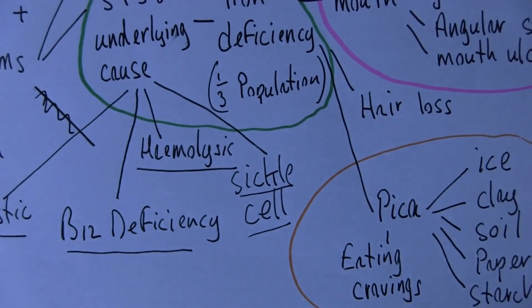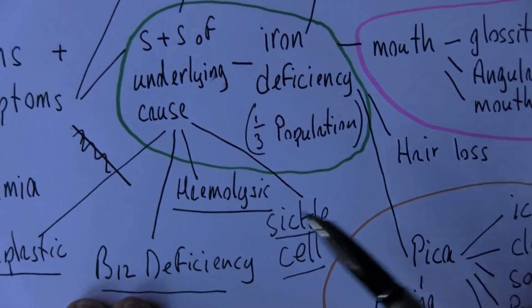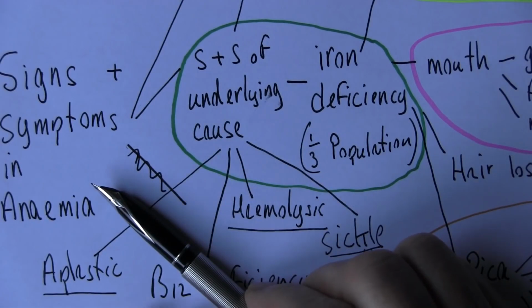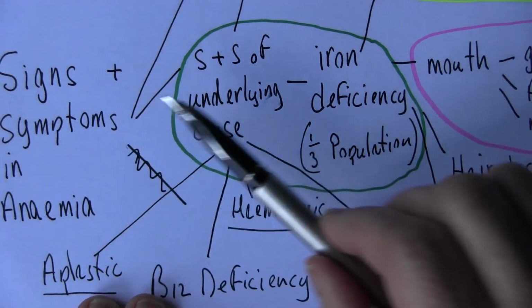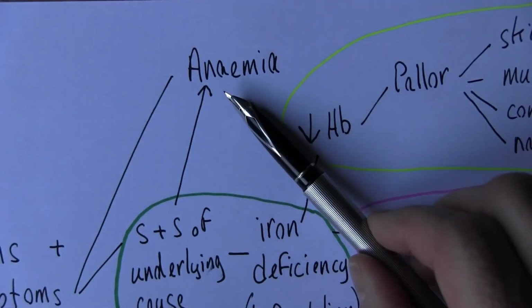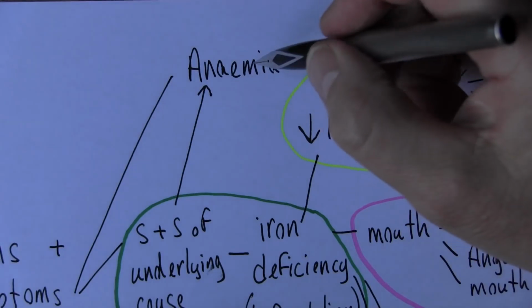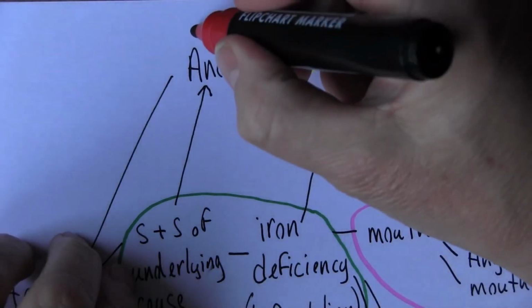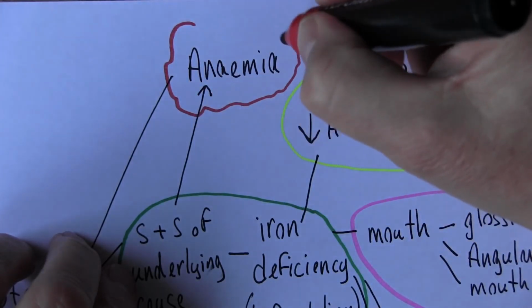So, having looked at the signs and symptoms of the underlying cause, in the next video we want to think about the signs and symptoms of the anemia specifically, the signs and symptoms caused by the reduced oxygen carrying capacity of the blood.